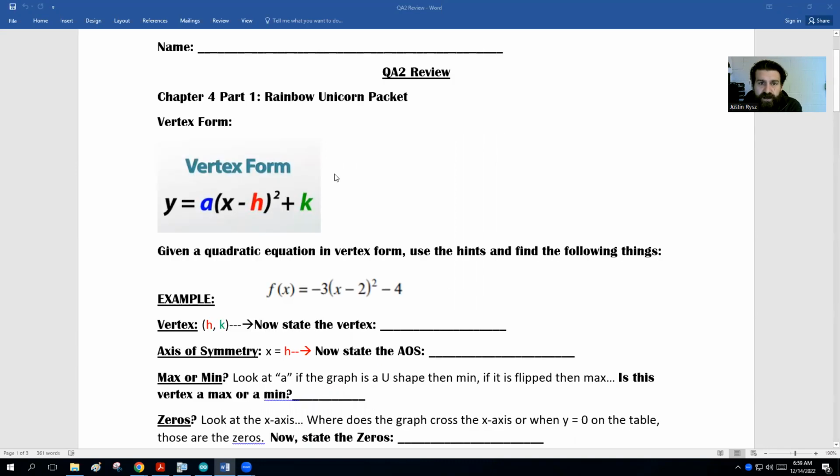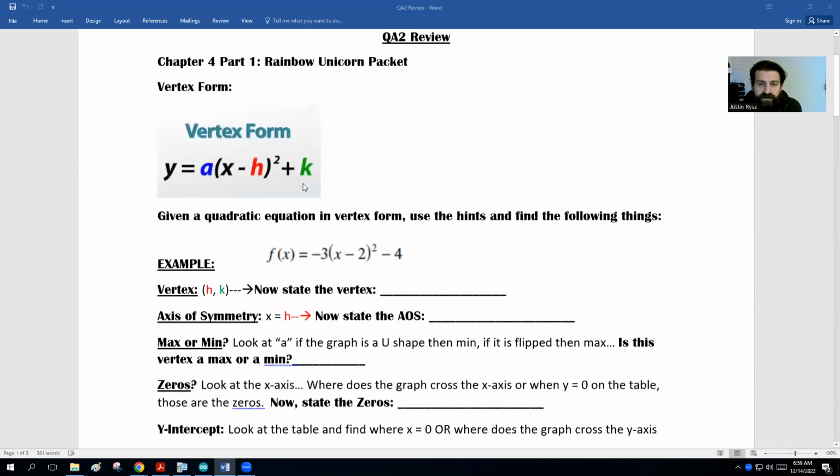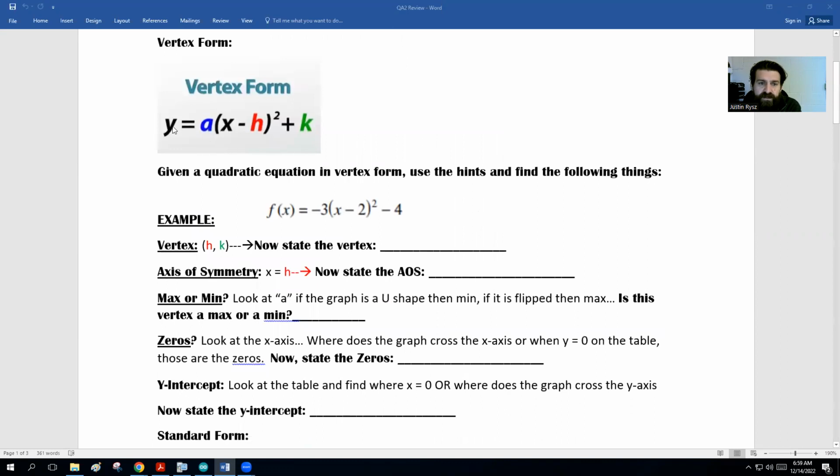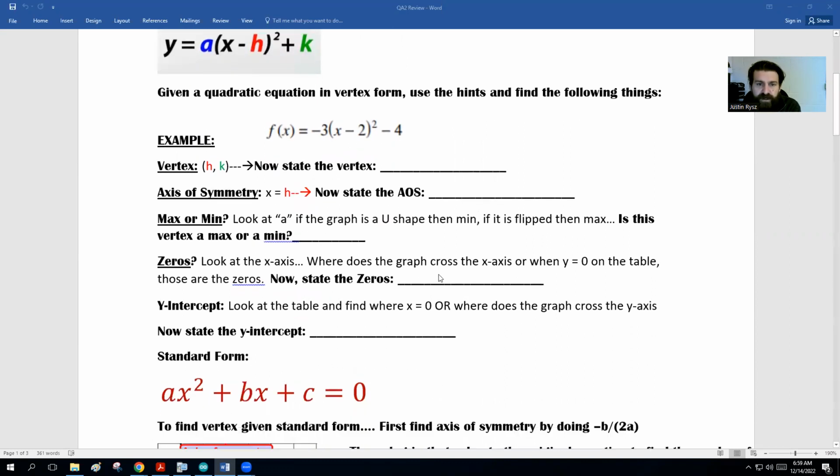All right, so first off, in Chapter 4, we looked at the vertex form of a parabola. The vertex form is y equals a times (x minus h) squared plus k. So we got this example here. We're going to try to find the key information.